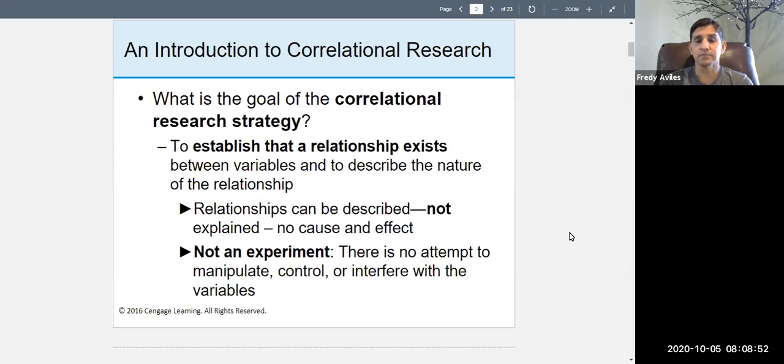Relationships can be described, okay? Keep in mind, relationships can be described. We can describe just like I have just done, right? But you can't really explain it. There's no real cause and effect there. So I can describe the relationship and say that males are more likely to exhibit aggression than females, that higher levels of aggression are associated with being male, for instance. But I can't really say that being male causes that aggression, okay? Because this is not an experiment, okay? We can't really talk about cause and effect. All we're doing is looking at correlations, okay?